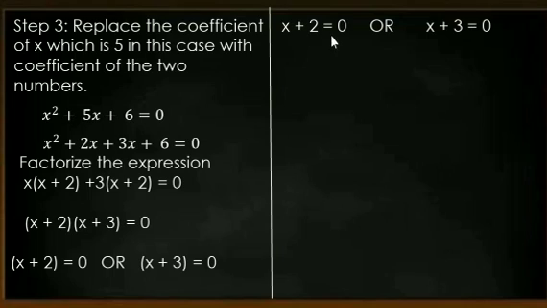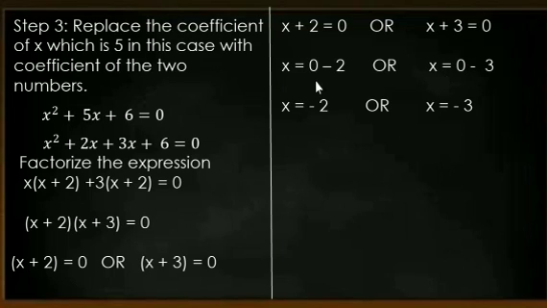So x plus 2 equals to 0 or x plus 3 equals to 0. From here, in order to get x, we'll have to collect like terms. 0 is a number, so we'll have to move plus 2 to the right-hand side. So we'll now have 0 minus 2. Plus 3 is a number, 0 is a number. We'll have to move plus 3 to the right-hand side to have 0 minus 3. That's the reason why we now have x equals to 0 minus 2 or x equals to 0 minus 3. So 0 minus 2 is minus 2 and 0 minus 3 is minus 3. So our x is equals to minus 2 or minus 3.